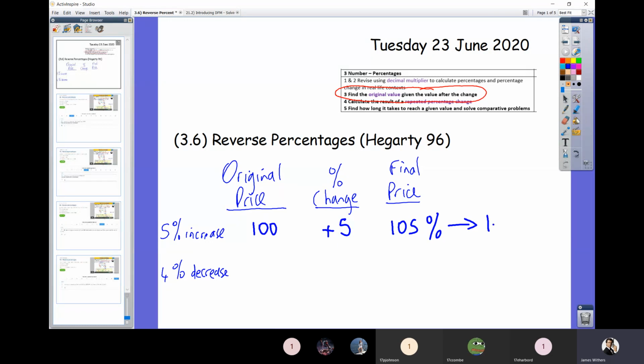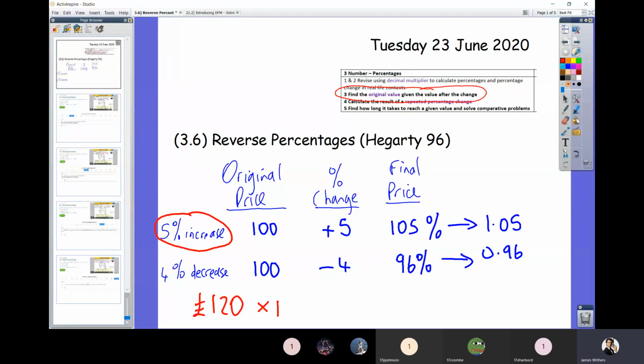And as you know, had there been a 4% decrease, you say 100% to start with, take away your 4%, gives you 96%, and therefore the multiplier is 0.96. So a multiplier bigger than 1 when you want to increase something, a multiplier smaller than 1 when you want to decrease something. And up to now, the question might have told you that the computer game cost £120 to start with, and then if there'd been a 5% increase, you were simply multiplying it by 1.05, and that would give you your answer.